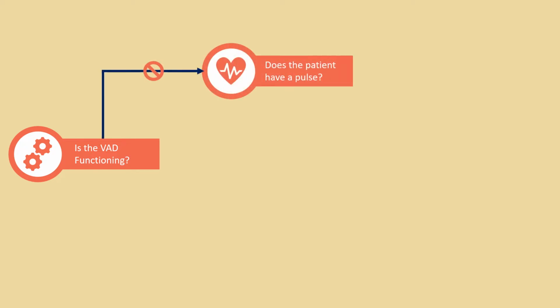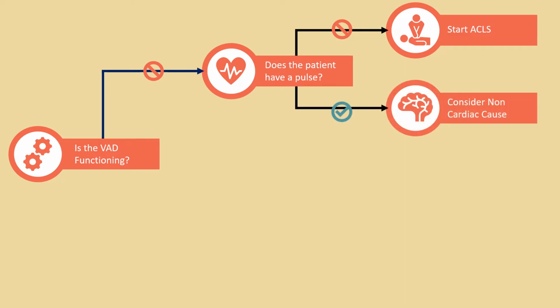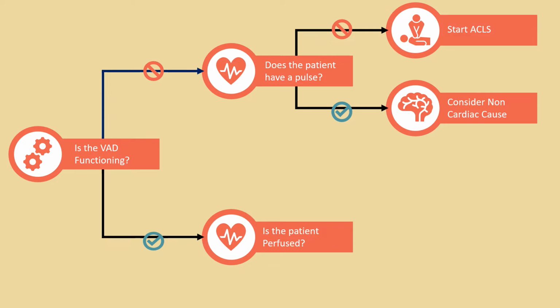If it's not functioning, you really just treat this patient like a normal VADless patient. Check if they have a pulse. If they don't have a pulse, you start traditional ACLS. If they do have a pulse, then you want to look for non-cardiac causes. If the VAD is functioning, that takes you in a different part of the algorithm.